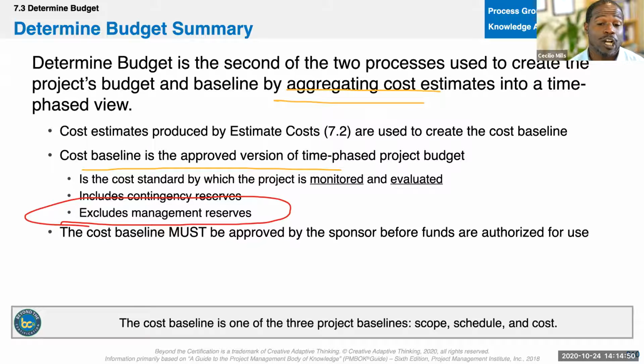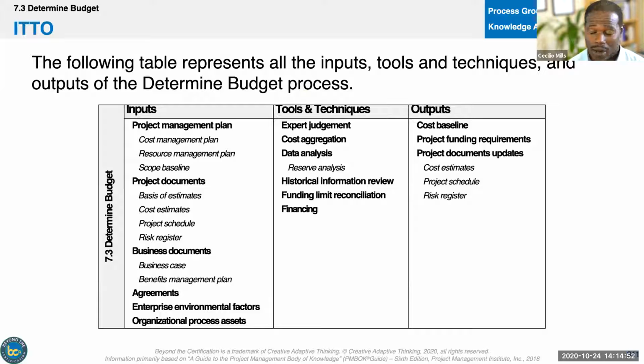Okay, so now we're going to create the cost baseline. And we see that here. We'll also get funding requirements, potentially some updates. We could update our estimates as we're aggregating numbers. Who knows? We'll use expert judgment, cost aggregation, and data analysis. We've seen those. Historical information review and funding limit reconciliation. I'll talk about that in addition to financing. And we'll use this slew of documents.